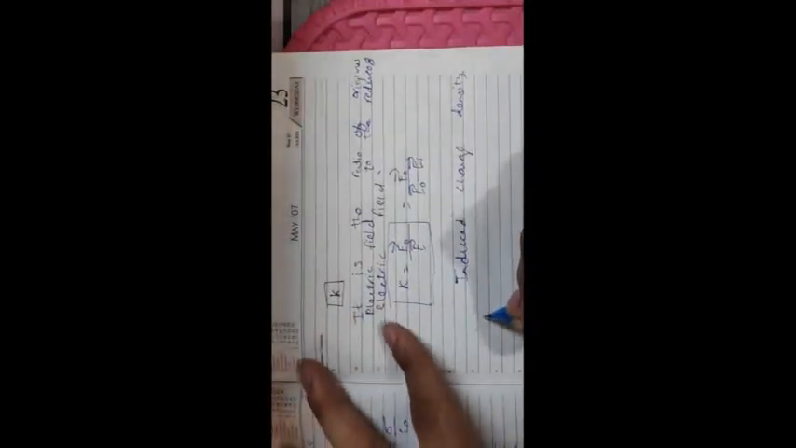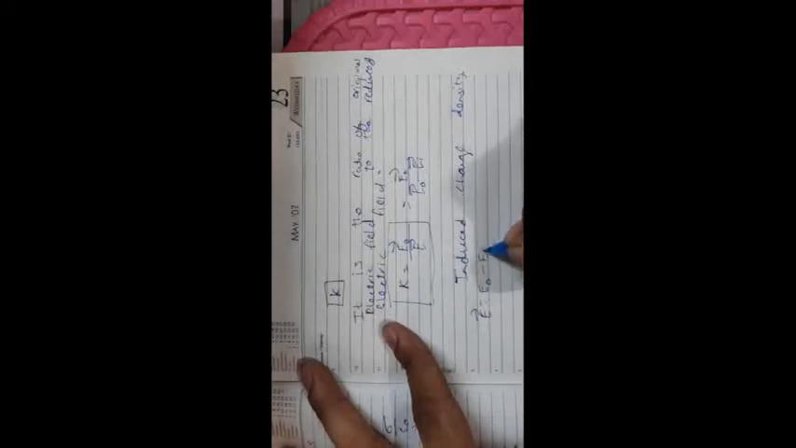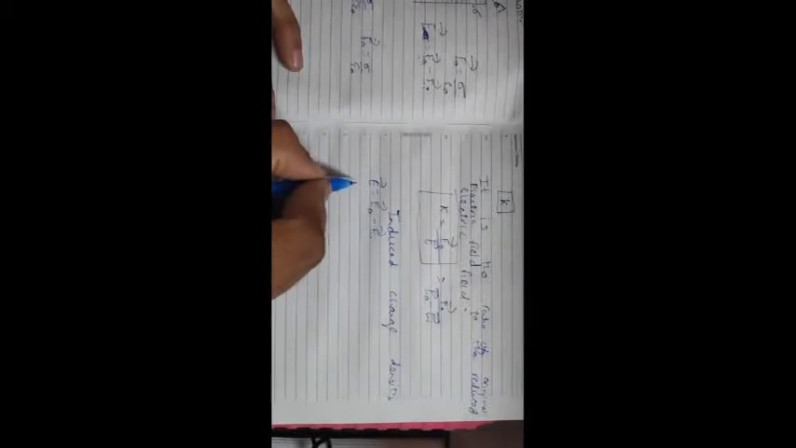That is, sigma I is for induced charge density. Now to find the value of that, we know E net is equal to E0 minus EI. What is E0? E0 is the original electric field and EI is the induced electric field. Now what will happen? From here I can write this in this form.